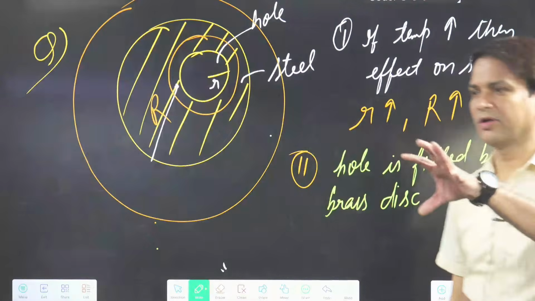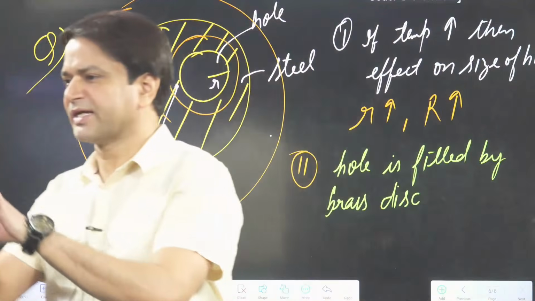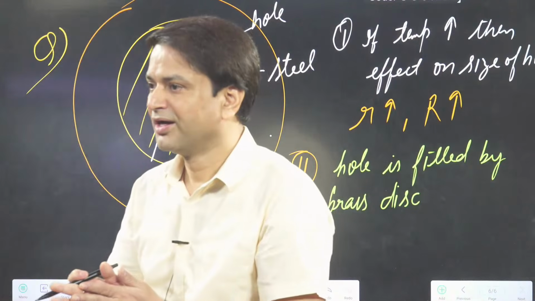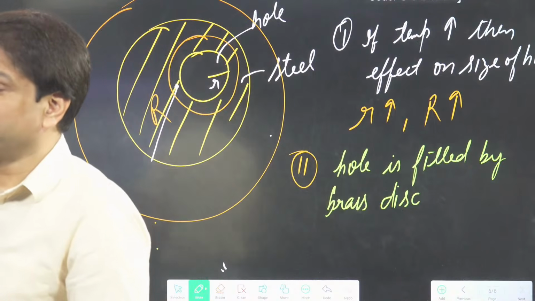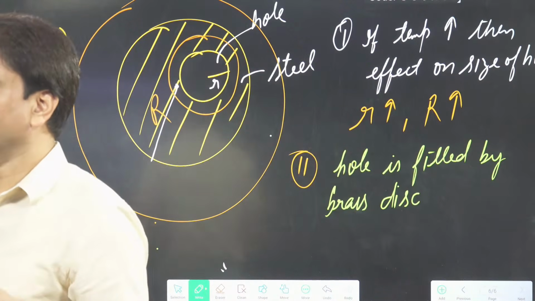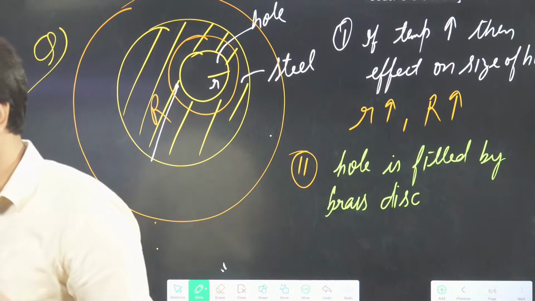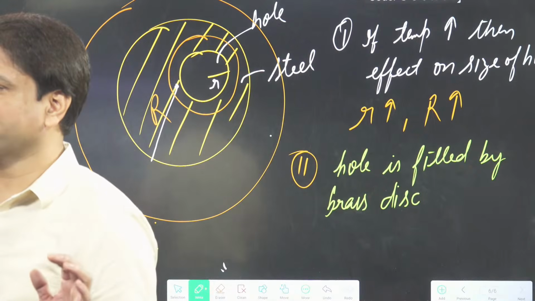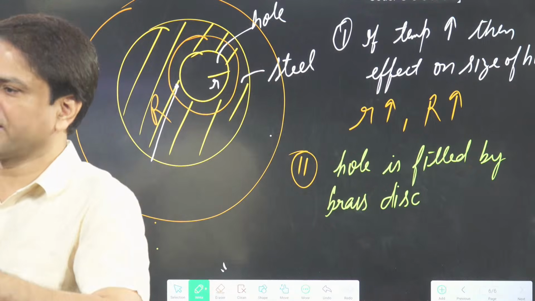Suppose in this hole I have put the brass disc. Brass disc means exact same size. These things are hard to visualize, but that is just what you have to do. We are learning thermal expansion. Thermal expansion means after increasing the temperature, it will expand.